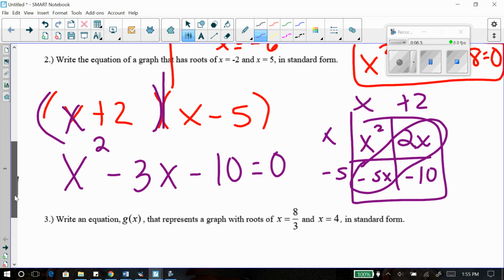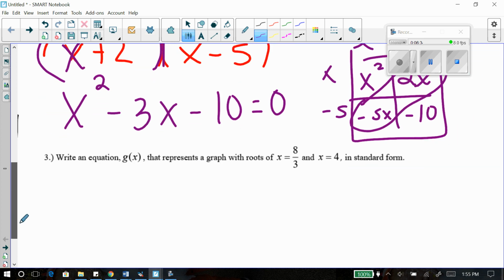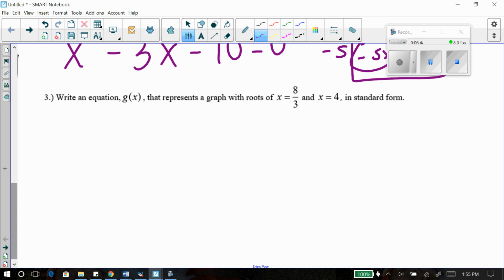All right, number 3: write an equation g of x that represents a graph with roots of, now we have fractions, x equals 8/3 and x equals 4, in standard form. When we have fractions, that becomes a little bit trickier, but not too bad. You take the denominator, the number on the bottom, and swing it up. So 3x equals 8, and x equals 4.